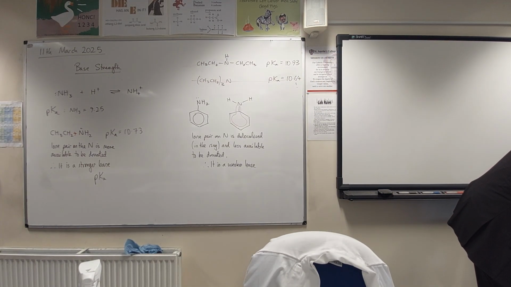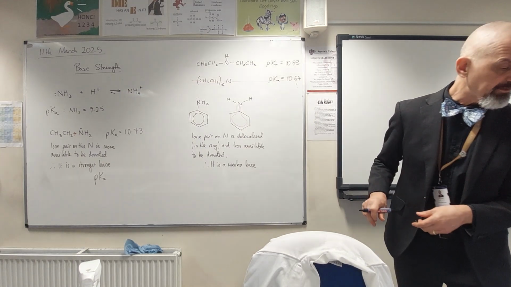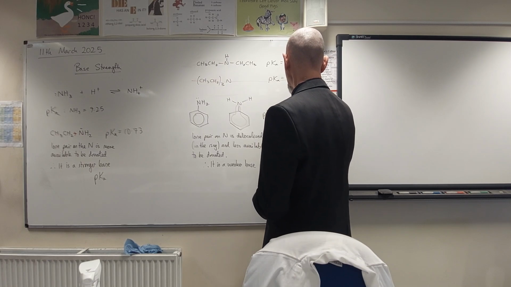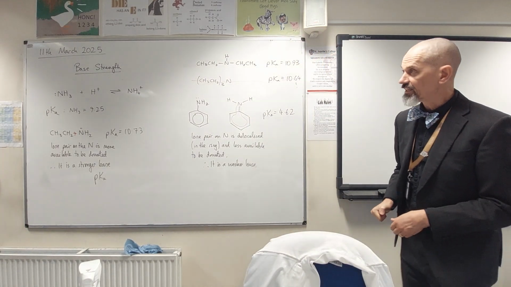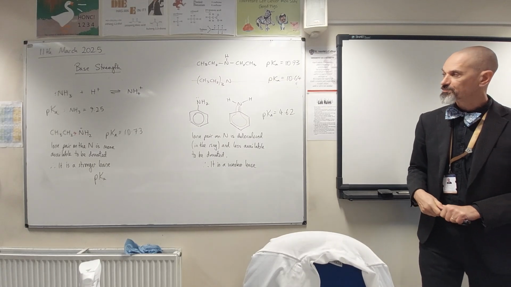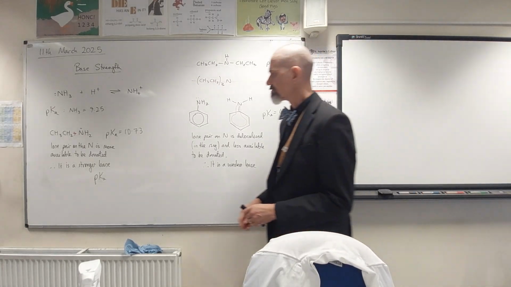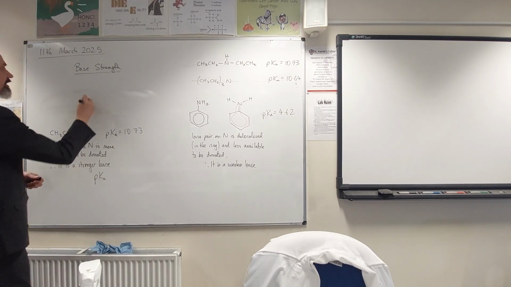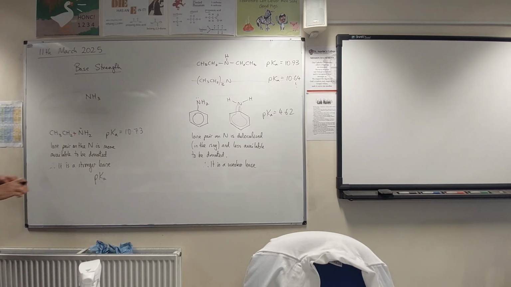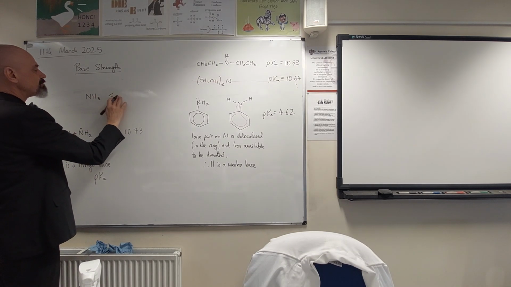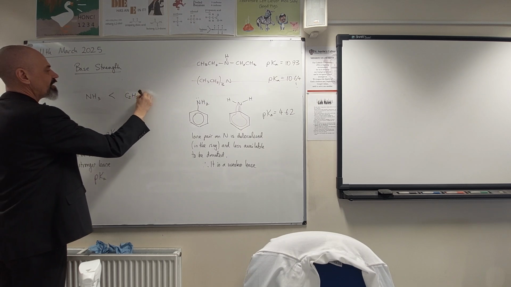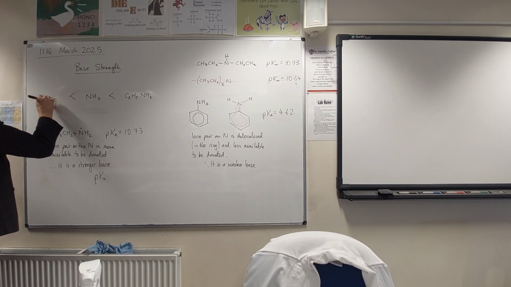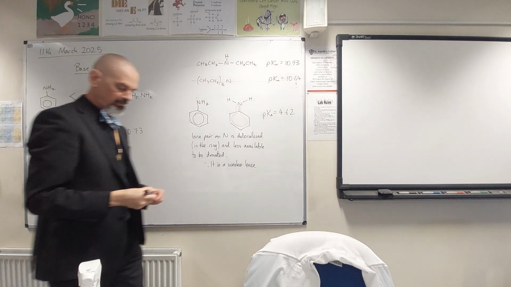I had some data somewhere. Oh, here we are. 4.62, is that what it says there? So pKa 4.62, so very weak base compared with ammonia 9.25. So in terms of overall base strength, we've got ammonia in the middle here, and ammonia is a weaker base than any alkyl amines, but it's a stronger base than any phenyl amines.